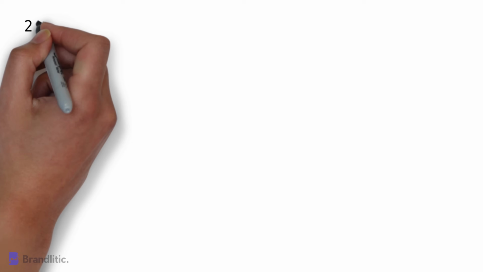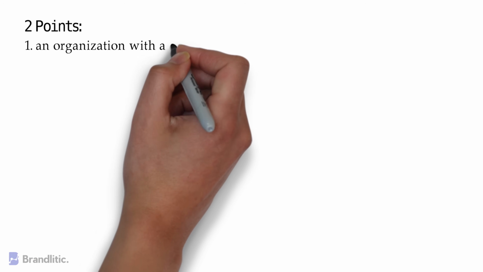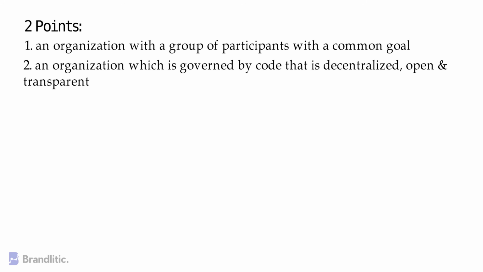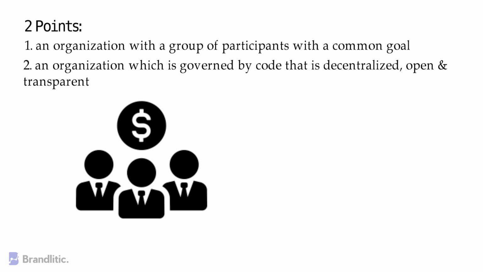Also, remember these 2 points are needed when you call something a DAO. That is, a DAO means number 1, an organization with a group of participants with a common goal. Number 2, an organization which is governed by code that is decentralized, open, and transparent. Now, if the system is well designed, the organization will organically evolve towards achieving the common goal.